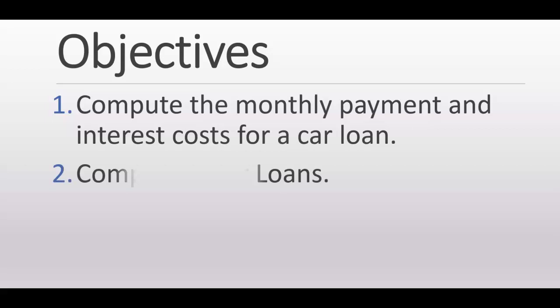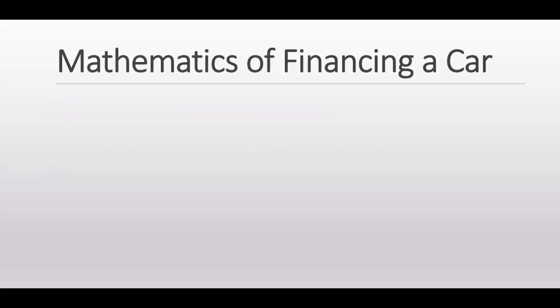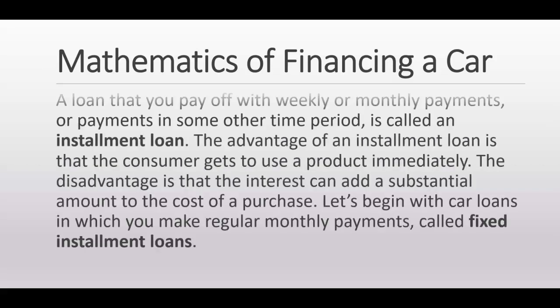This is Math 1332 Contemporary, and today's topic is going to be Section 8.6, Cars. So let's go ahead and look at the objectives. The objectives for this section are: compute the monthly payment and interest costs of a car loan, and compare car loans. So let's go ahead and look at the mathematics of financing a car.